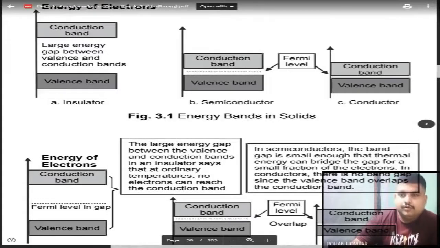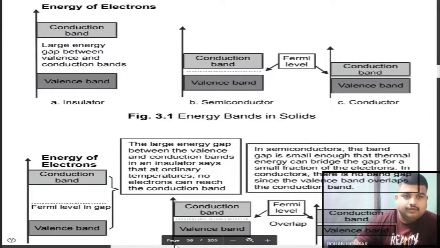When we talk about the energy of electrons present inside the material, there are basically two types of bands. One is called the conduction band and one is called the valence band. Where we don't have any difference between these two bands, we call it a conductor.